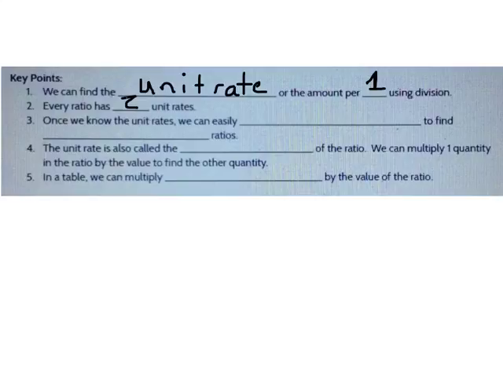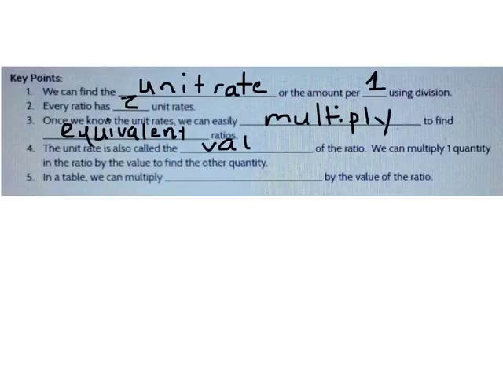Once we know the unit rate, what operation can we use to find equivalent ratios? We can multiply to find equivalent ratios. The unit rate is also called the value of the ratio. We can multiply one quantity in the ratio by the value to find the other quantity. That means in a table, we can multiply across the columns by the value of the ratio. Today we're going to use tables to solve unit rate problems, and especially problems relating to constant speed.